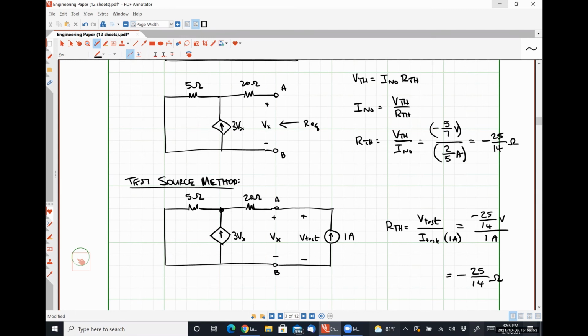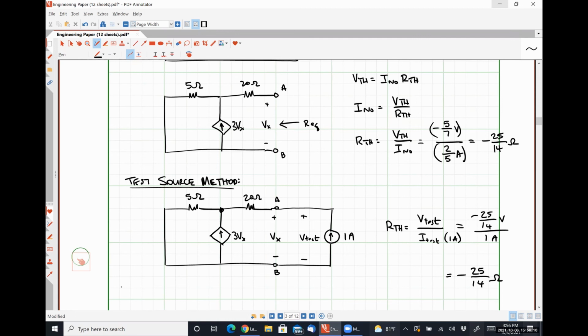Any questions about this before we move on to applying a voltage source? What's the voltage drop across the 1 amp source? It's Vx. I did.